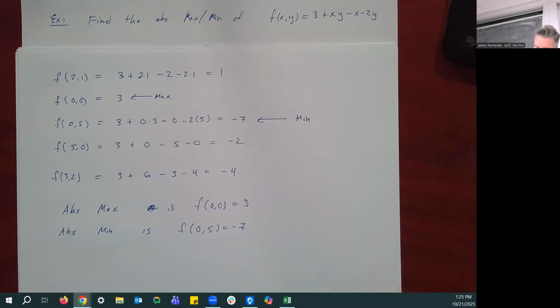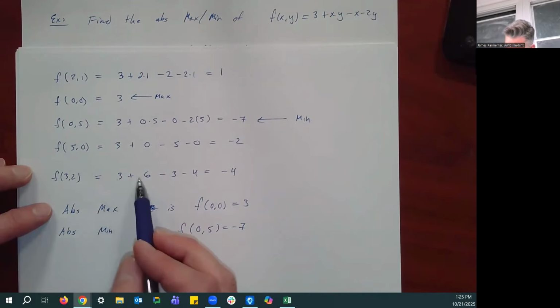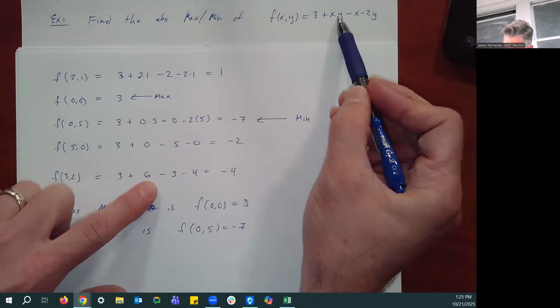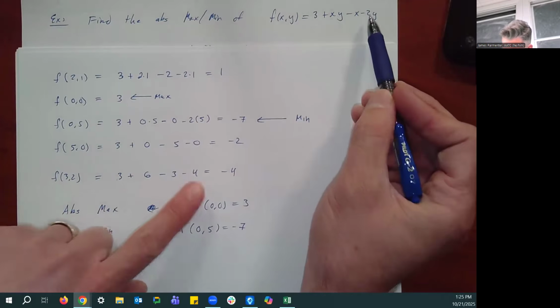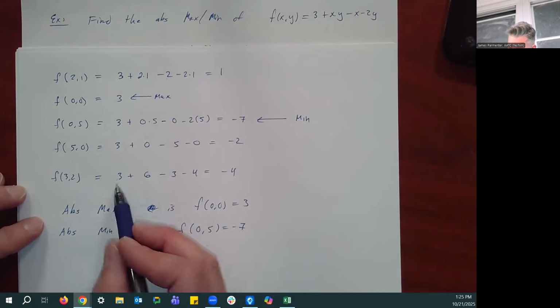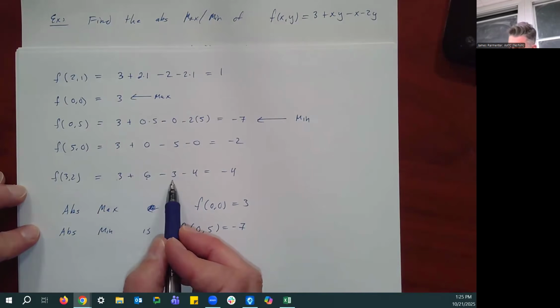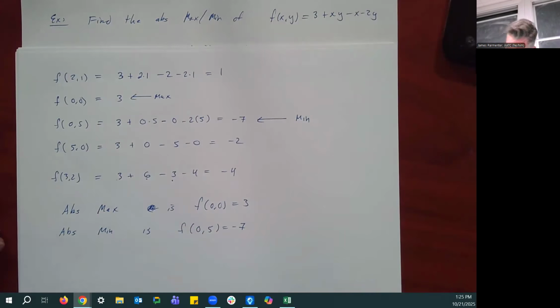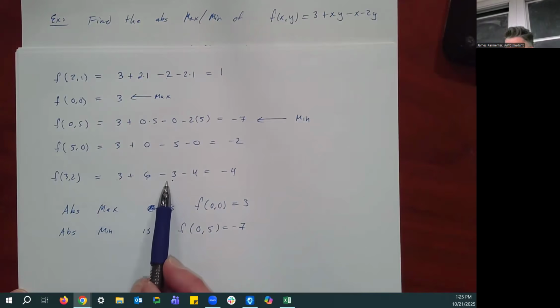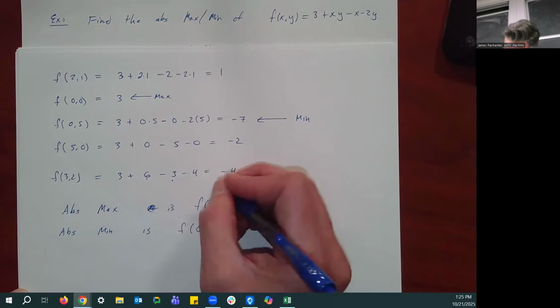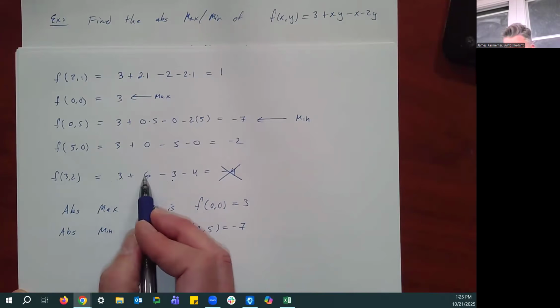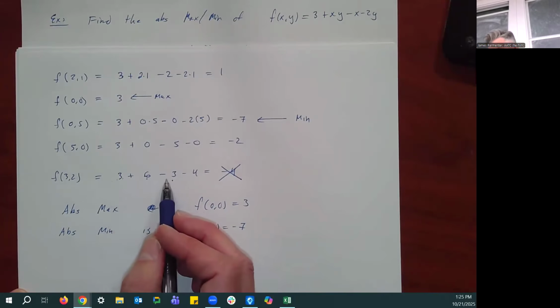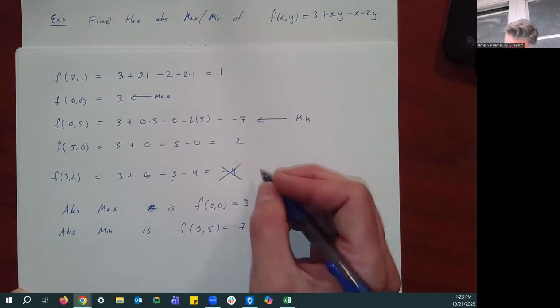Maybe let's double check. I might have made a mistake. If I plug in 3 comma 2, I'm getting 3 plus 3 times 2, which is 6, minus 3 minus 2 times 2, which is 4. I think I'm going to get negative 4 because 3 plus 6 is 9. Minus 3 is, you know what? Here's what my brain did. My brain somehow said negative 3 plus 6 plus negative 3 is 0, and then just caught the negative 4. Thank you very much. That should be 3 plus 6, which is 9, minus 3, which is still 6, minus 4, which is positive 2. Very different than negative 4.